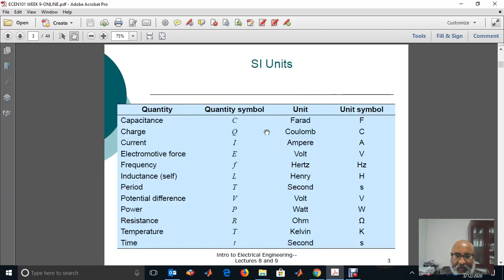To start with, some of the basic SI units are given in this table. For example, the unit for capacitance is farad, the unit for charge is coulomb, the unit for current is ampere, and the unit for electromotive force is volt, for frequency hertz, period, second, resistance, ohm, and so on.